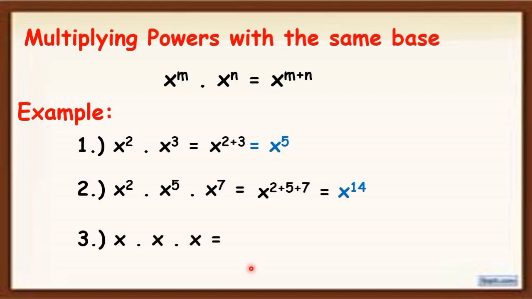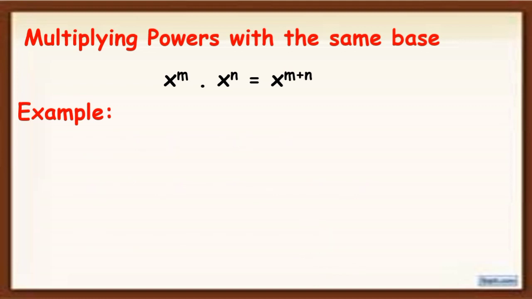Another example, x times x times x. Copy the base, which is x, then add the exponent. We all know that there is 1 in here. Don't forget that there is 1 here as an exponent. So 1 plus 1 plus 1 is equal to 3. Therefore, the final answer is x cubed.